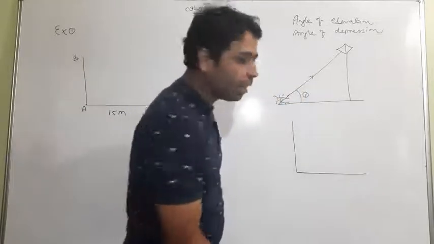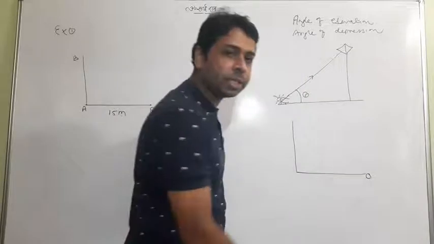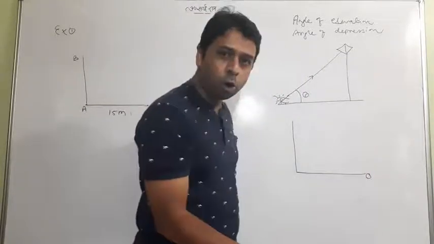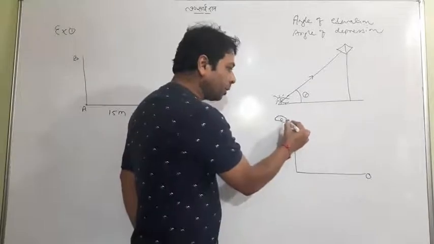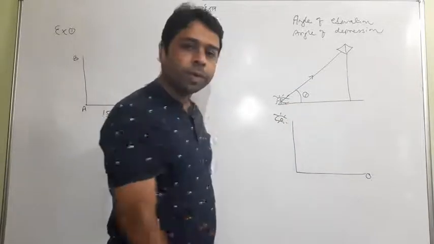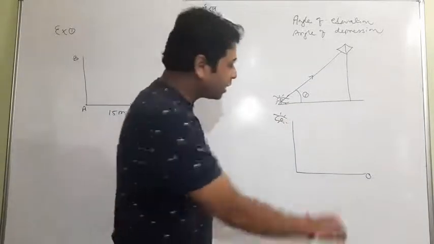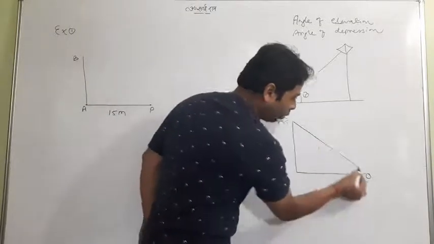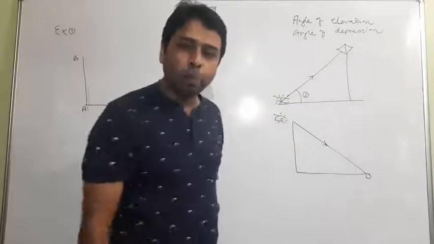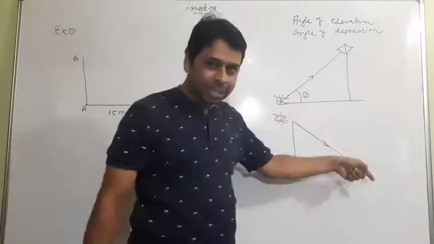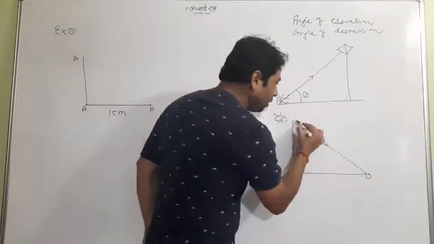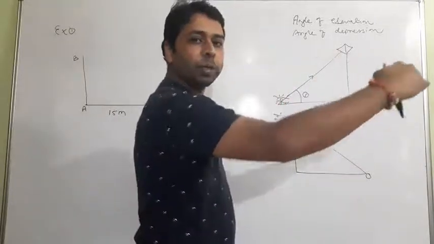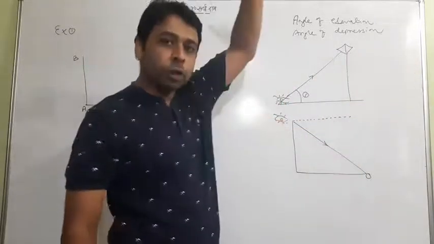Suppose it is a building and suppose it is the ground. The object is on the ground. Suppose a ball is lying on the ground somewhere, and the observer is on the terrace of the building, looking at his or her ball. So this is the eyesight, and this is an imaginary plane which is parallel to the ground, because it is on the top.